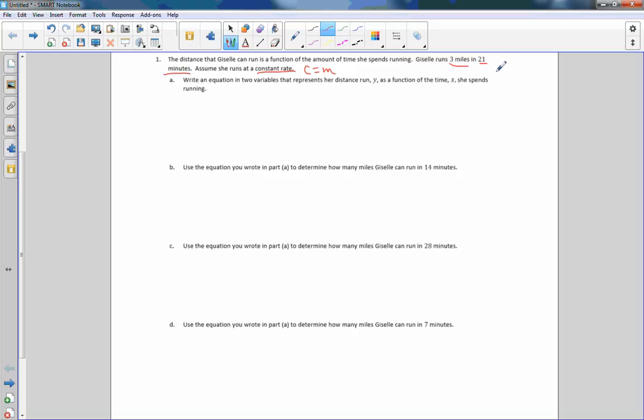Okay, so we're given miles, which is distance. Remember, C equals y over x. And in this case, my y is my distance, 3, and my x is my time, 21. So if I take that y over x equals 3 over 21 and cross multiply, I get 21y equals 3x. And then when I divide by 21, I get this to cancel, and I get y equals the reduced value of 1 over 7x. So there's the equation. That means she can run 1 mile in 7 minutes.